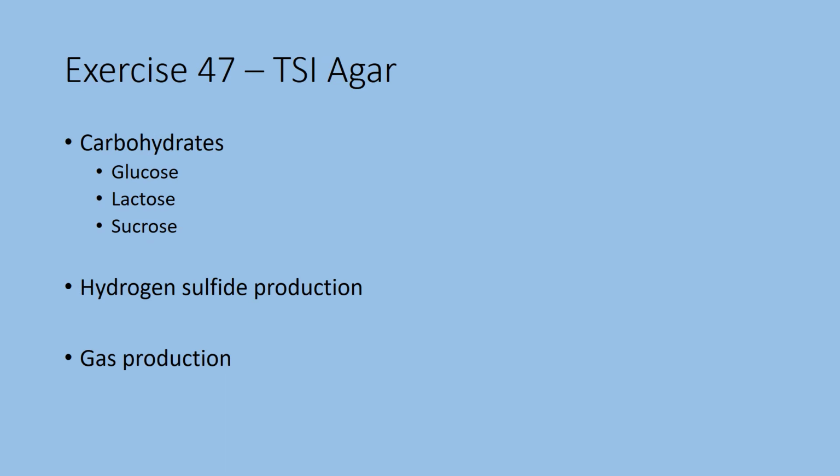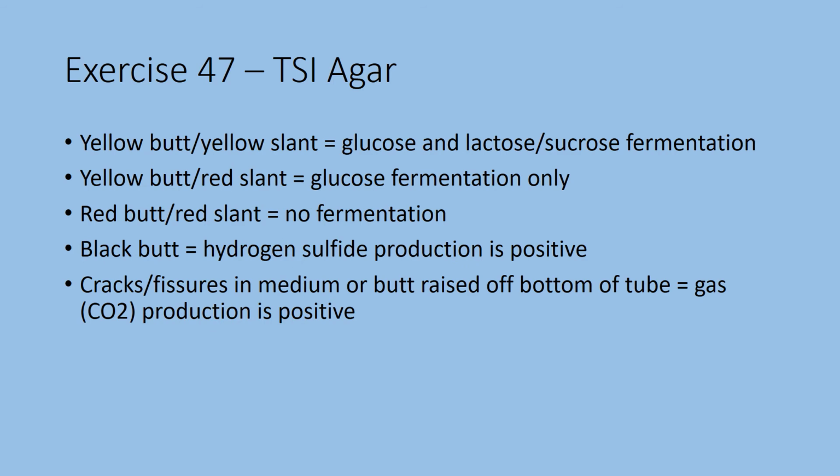Exercise 47 is the TSI agar. This is the triple sugar iron. The three sugars that are present in this are glucose, lactose, and sucrose. The other things that you can test besides the fermentation of those sugars are the production of hydrogen sulfide and also gas production, specifically carbon dioxide. This is a slant, and after you inoculate and let it incubate, you look at the color. There is phenol red in it, so you can see a color change by change in pH.